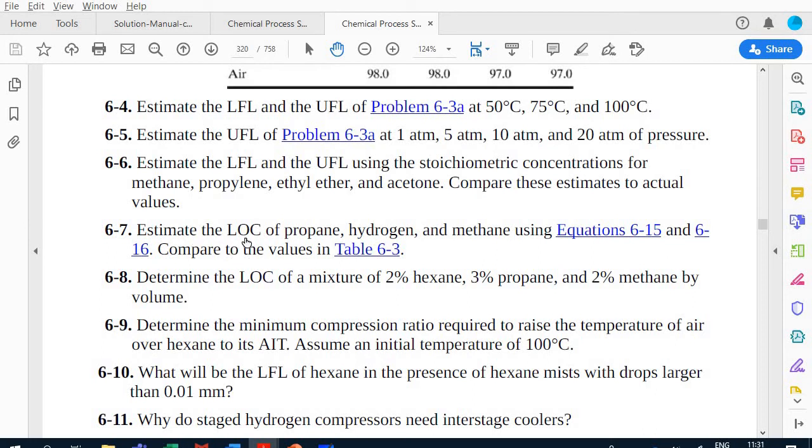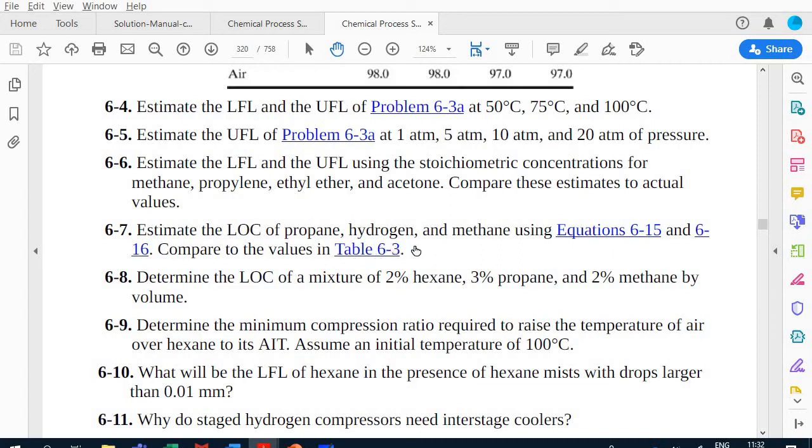So estimate the limiting oxygen concentration, okay? This is very important to get the upper and lower limits for pure oxygen, for the flammability limits. So estimate the LOC of propane, hydrogen, and methane using equations 6.15 and 6.16. Compare the values in table 6.3.